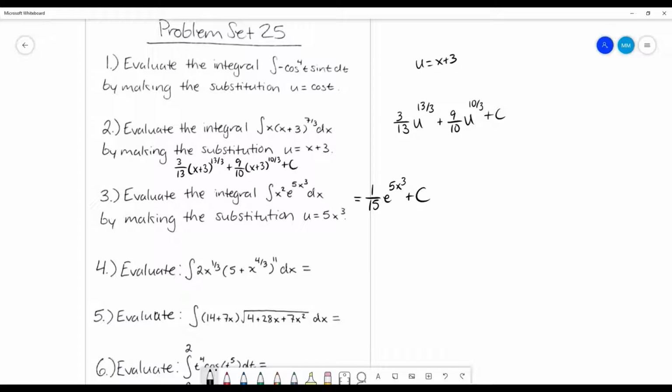And then again, don't forget that plus c. And then going back up to number 1, let's see. It was cosine, so that's what that was. So that was that, which makes our actual answer that.